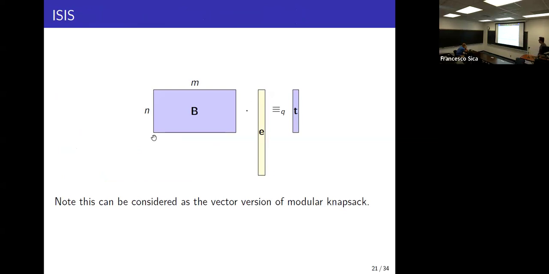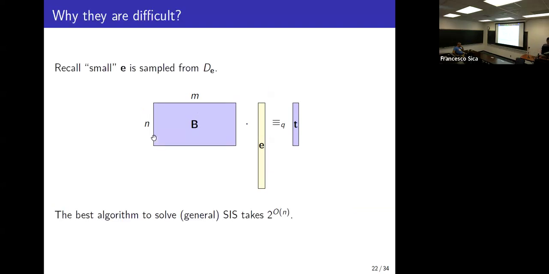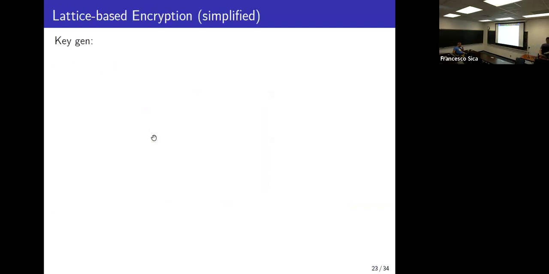Alternatively, you can think about this as a vector version of the so-called knapsack problem, where in knapsack, you are given a single row and the time this secret E equals a single value. So you can think about this as the vector version of that. And again, E has to be small for this to be well defined. So far, the best algorithm to solve this is 2 to the big O(n), which is the sieving algorithm.